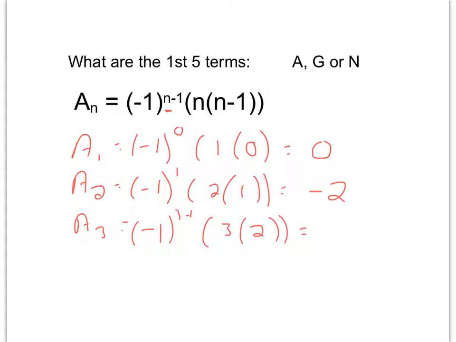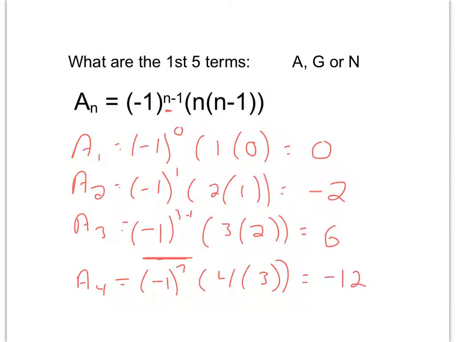And this equals now negative 1 to the second power is positive 1, and then 3 times 2 is 6, so we have positive 6. Our fourth term is going to be negative 1 raised to the 4 minus 1, which is 3, times n minus 1, which is 3. Of course, negative 1 to the third is negative, and then 4 times 3 is 12.